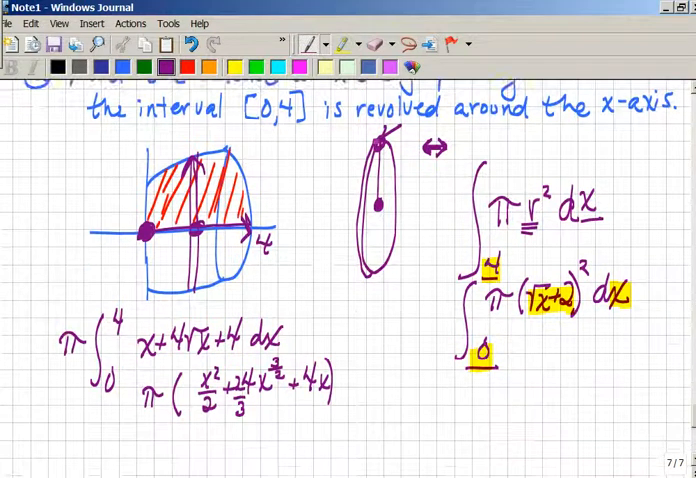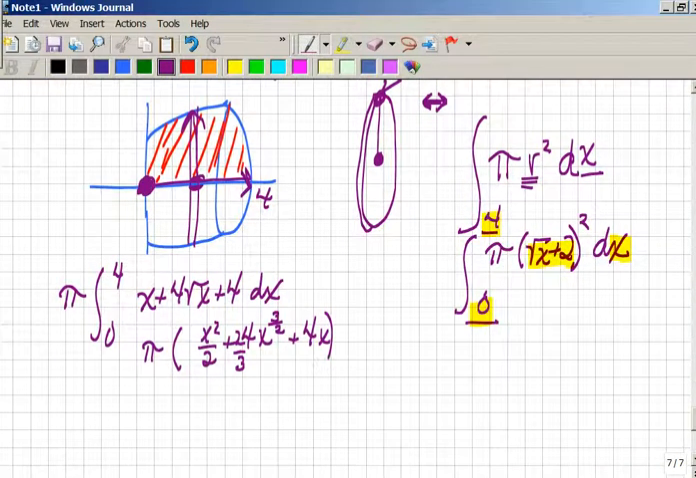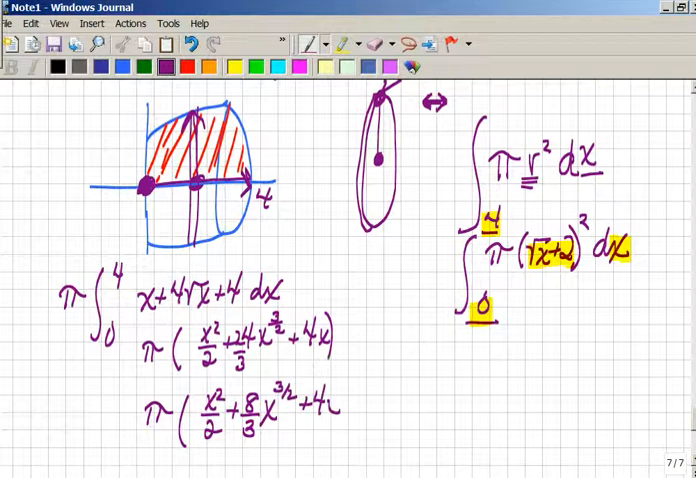Let's clean that up just a little bit, create a little room here. Pi still sticking out front. x squared over 2 plus 8/3 x to the 3 halves plus 4x. And our limits of integration are 4 down to 0. Alright, sticking 4 into the expression, 4 squared, 16 over 2, that would give us 8.